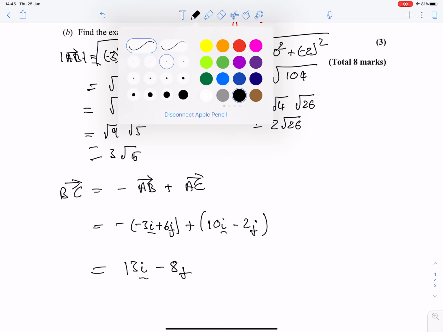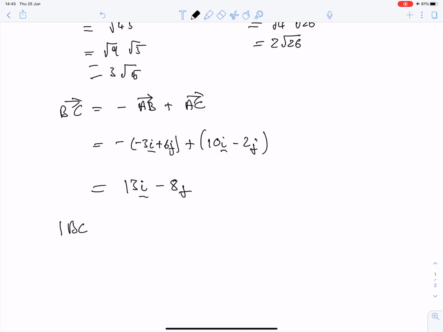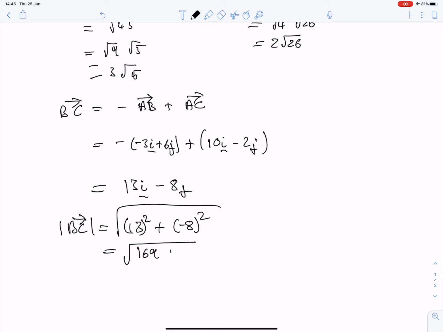Okay, but we don't just need the vector, we need the length of that. So the magnitude of BC is equal to 13 squared plus negative 8 squared, which equals the square root of 169 plus 64, equals 233. 233, I said, didn't I? 233 as the length of that vector.